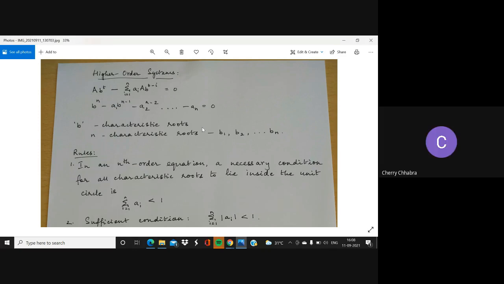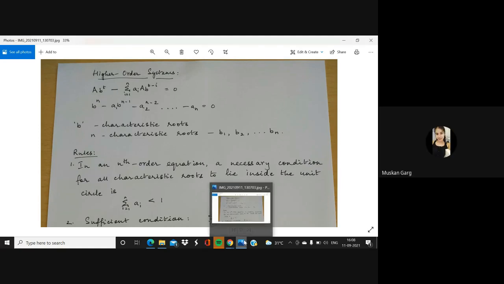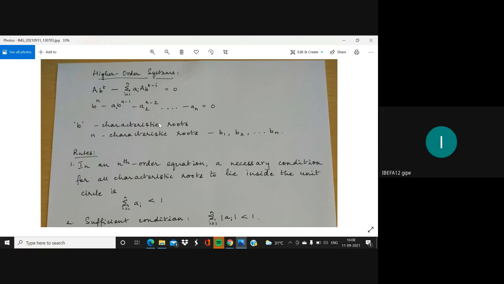Ma'am, b will be coming somewhere there, right? Ma'am, in the second equation which you have written here, is b missing from a2? No, b is raised to the power n minus 2, I guess b will be coming. Correct. Only in the case of the AR2 it won't be there. b should be here. I'll just correct it when I'm writing it later. For the last term, you will not have b, since it's an nth order equation.